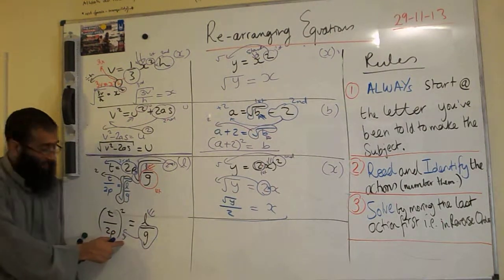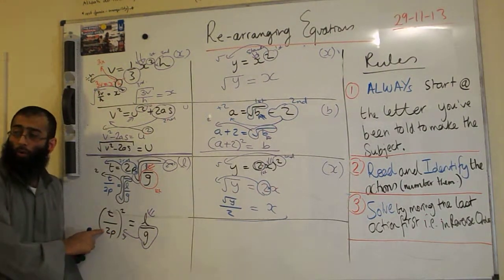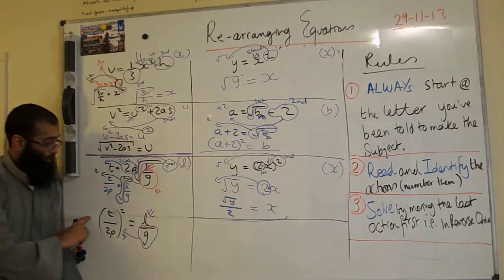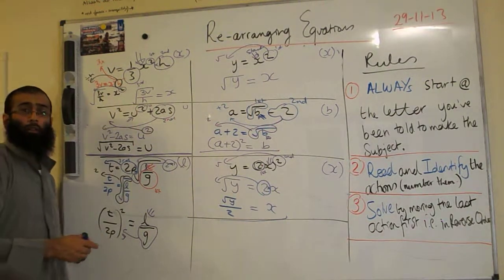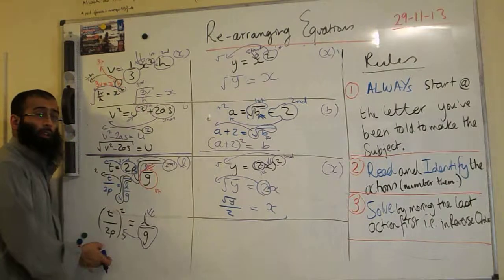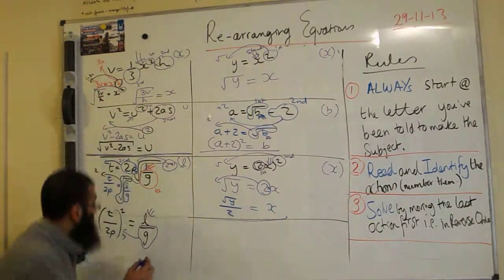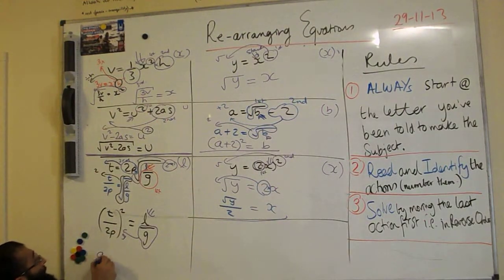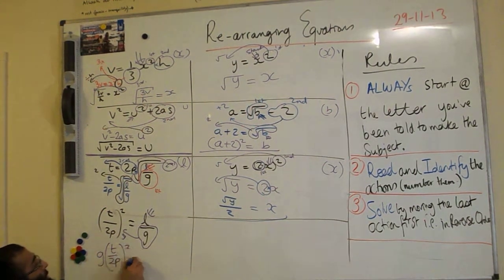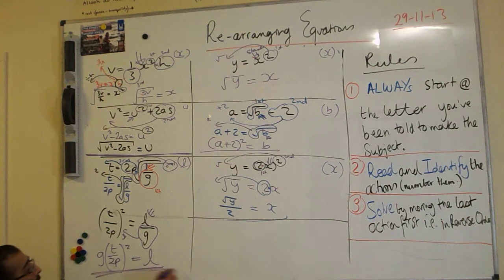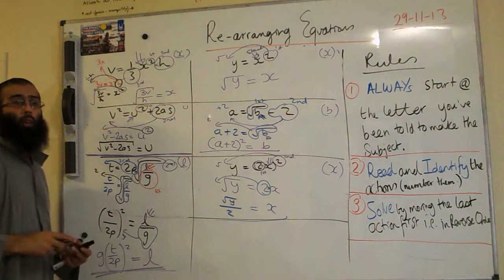Now, can I put the times by g measurement inside here? No. It has to be outside. So the final answer for that, okay, Mr. Hamza, if you can write it right here, on the bottom. Okay. The final answer is going to be g times t over 2p all squared is equal to L. Done. Okay, we're happy with that?